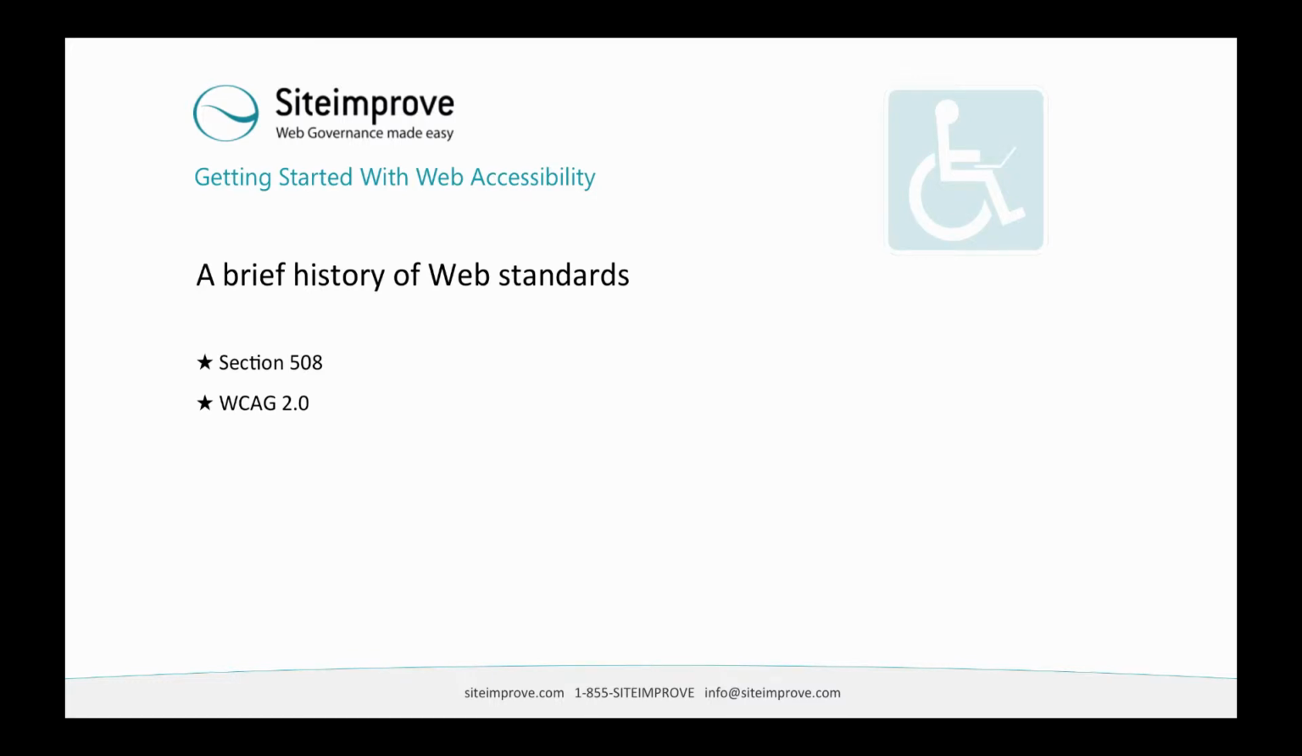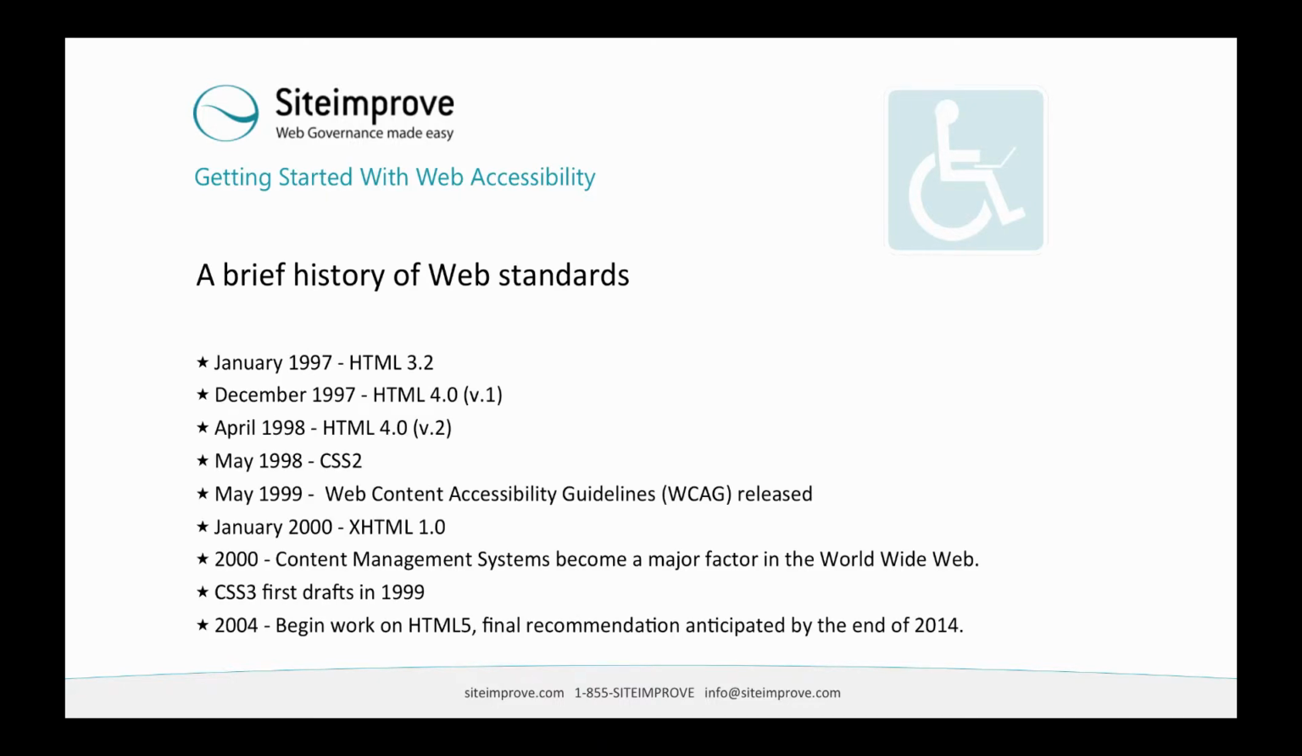In this segment, we're going to talk about a brief history of Section 508 and WCAG 2.0. Here's a short timeline. January 1997, HTML 3.2. HTML 3.2 added widely deployed features such as tables, applets, and the ability for text to flow around images, also adding elements like superscripts and subscripts.